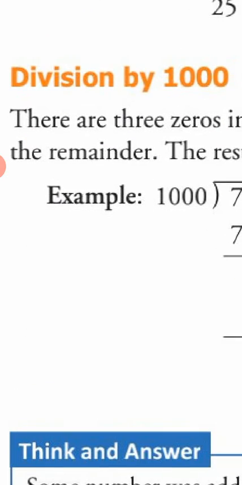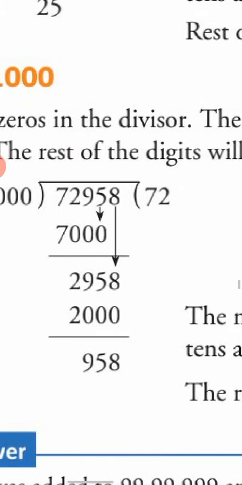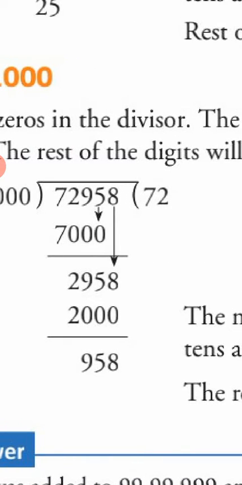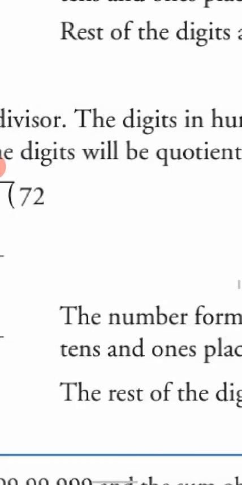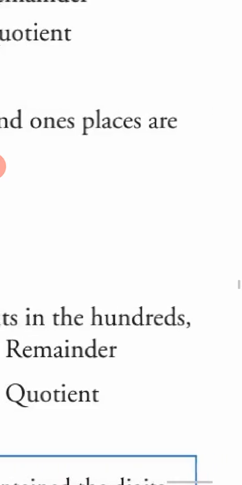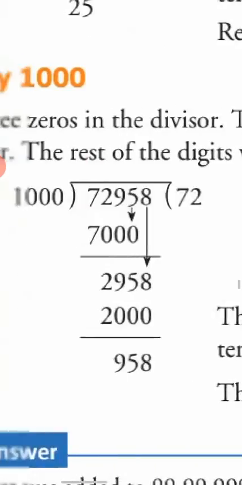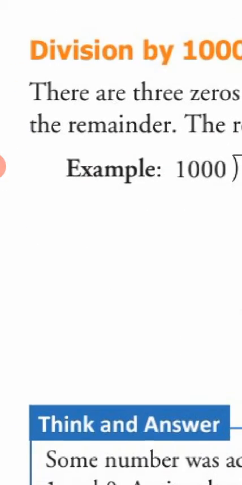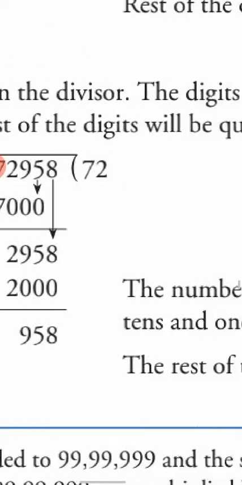Now move towards the next point, and that is division by 1000. Now in this case, there are three zeros in the divisor. Three zeros means 1000 is having three zeros. The digits in hundreds, tens and ones places are the remainder, means the digits that are at ones, tens and hundreds place are your remainder, and the rest of the digits will be the quotient.